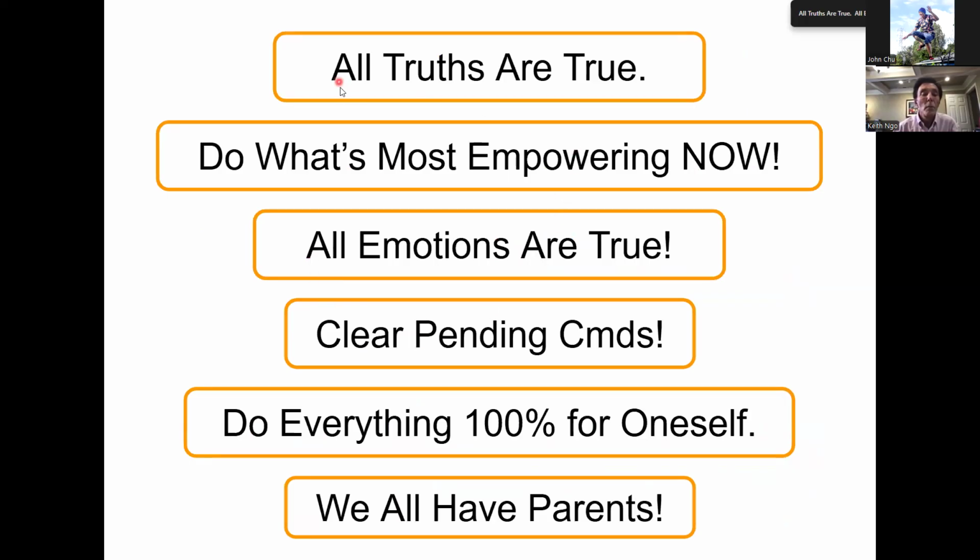So in summary, this is what I go by in the clinic and in my daily life. All truths are true. I do what's most empowering at the moment. All my emotions are true. If I have any pending reptilian brain commands, I will clear them. And I do everything 100% for myself. I don't do anything for anybody. I don't help, because it's not possible. If anybody could help another person, the world wouldn't be like this.